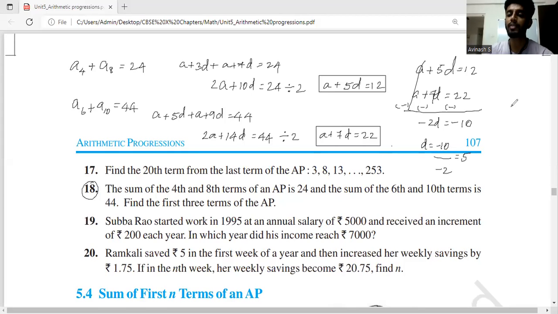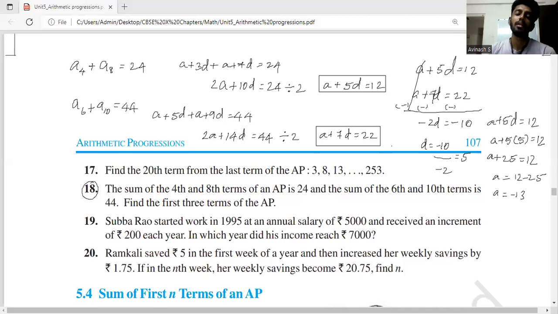Now we substitute in either of the equations. I'm substituting in the first equation. The first equation is A plus 5D equal to 12. So A plus 5 times the value of D, which is 5, is equal to 12. So you get A plus 25 is equal to 12. So you get A equals 12 minus 25, and the value of A is nothing but minus 13. So the answer is A equal to minus 13 and D is equal to 5.